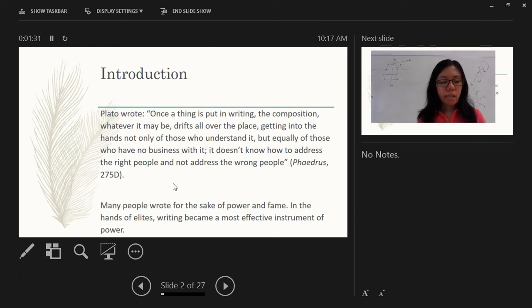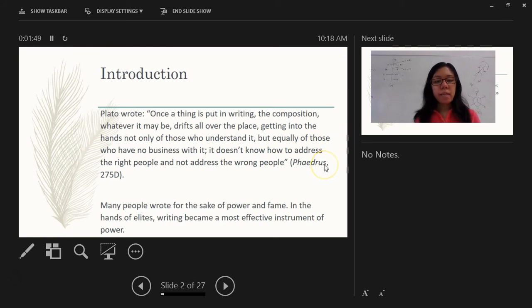But once their words are put in writing, they cannot fight back, because people see this is your words, this is what you say. You cannot deny what you say.